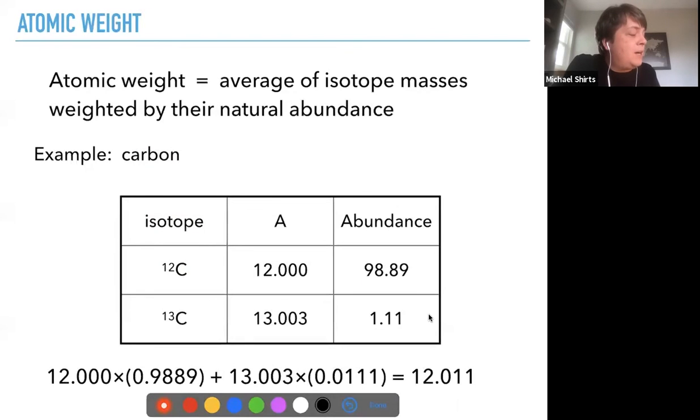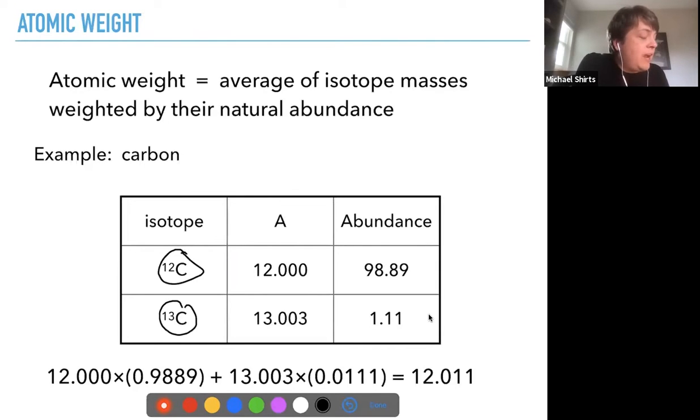So the mass of carbon-12 is going to be 12.00 AMU, by definition. The mass of C-13 is 13.003. That 0.003 is due to that extra energy term there. And carbon is mostly carbon-12, 98.89%, and then 1.11% carbon-13.